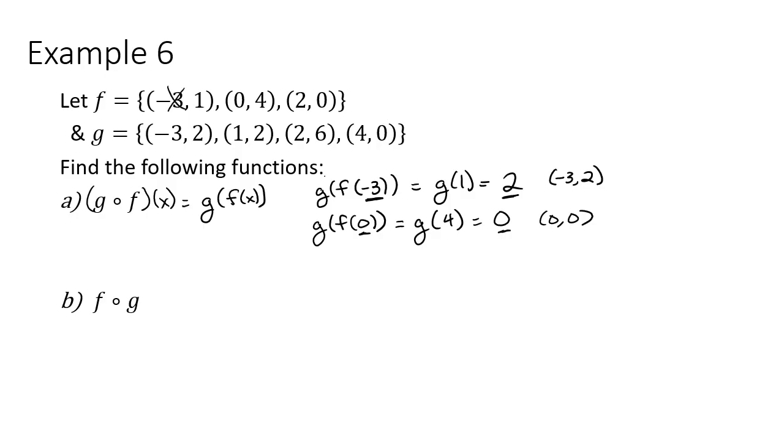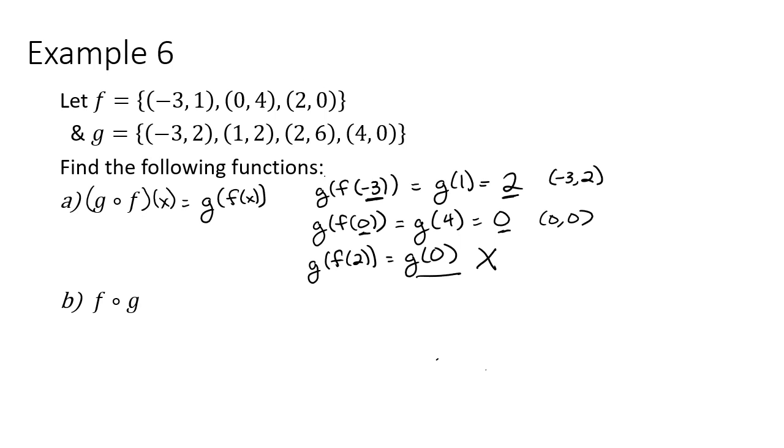We've got one more to go. We've tried -3, we've tried 0. All that's left is the 2. So we've got g of f of 2. All right, so f of 2 is going to be 0. Evaluate that first. And now we've got g of 0, but if you notice, 0 is not in the domain of g. It's not one of the available inputs. So this one hits a dead end. It's over. That one doesn't give us an output.